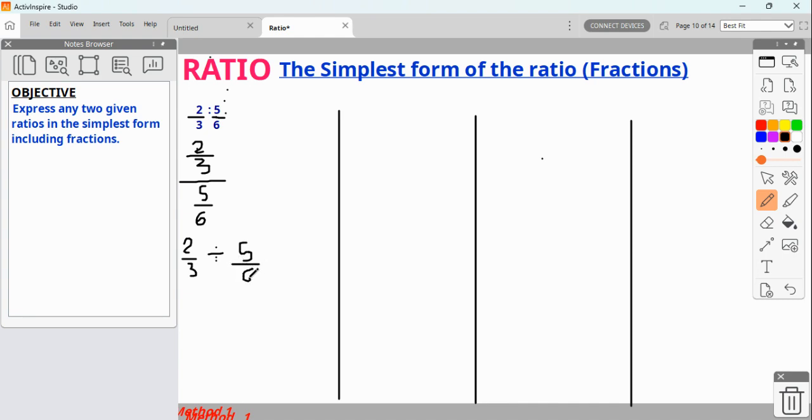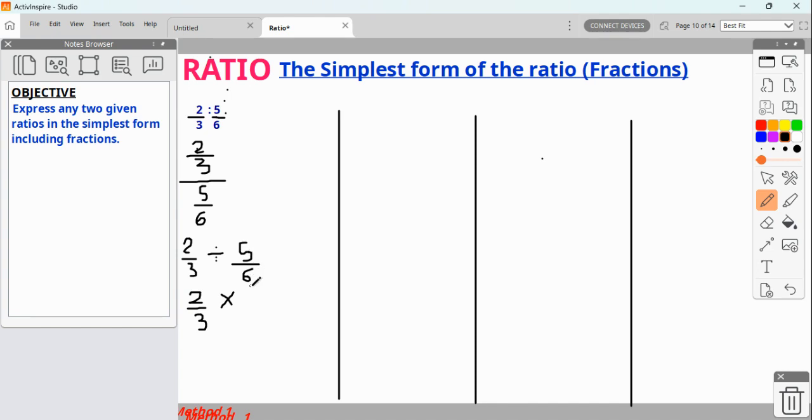Now we have two fractions, 2 by 3 and 5 by 6. In between you can see we have a division symbol. When we have a divide symbol between two fractions, how can we solve it? 2 by 3, the first fraction will be the same, there will be no change. Copy it down as it is. 2 by 3, but the divide symbol will be changed into multiplication, and the rule is that when we change divide symbol into multiply, the second fraction will be reciprocal.